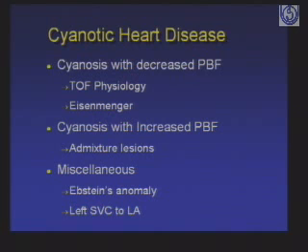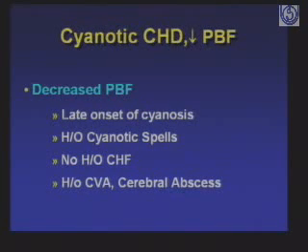Then the cyanosis with increased pulmonary blood flow, that comes the admixture lesion. Here we describe the transposition of great vessels and the TAPVC. The miscellaneous group, not classified in these two, includes the Ebstein anomaly and the left SVC to left atrium, which present with cyanosis.